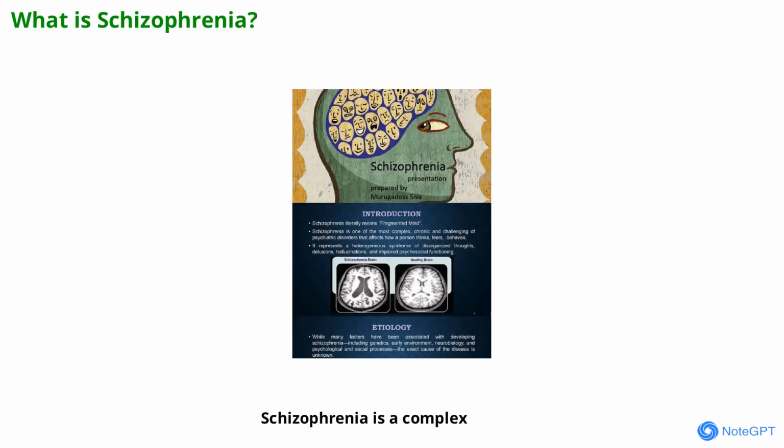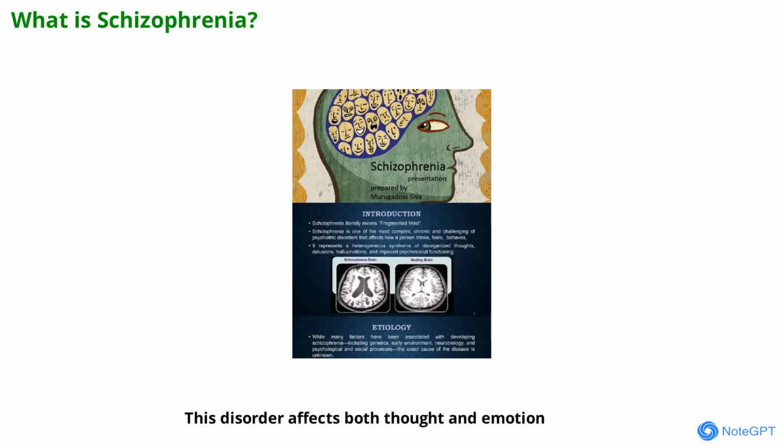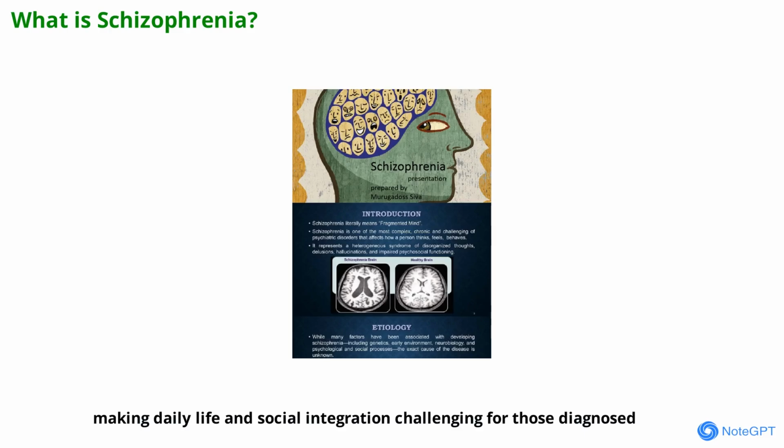Schizophrenia is a complex, chronic disorder characterized by disorganized and bizarre thoughts, delusions, hallucinations, inappropriate affect, and impaired psychosocial functioning. Individuals with schizophrenia often experience significant disturbances in their interpersonal relationships and their ability to function in society. This disorder affects both thought and emotion, making daily life and social integration challenging for those diagnosed. Understanding the multifaceted nature of schizophrenia is crucial for effective management and support.